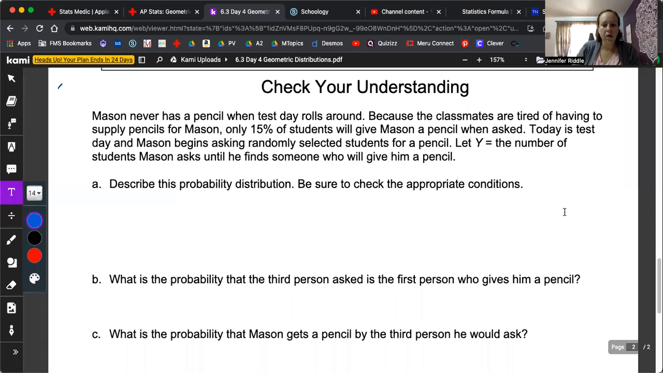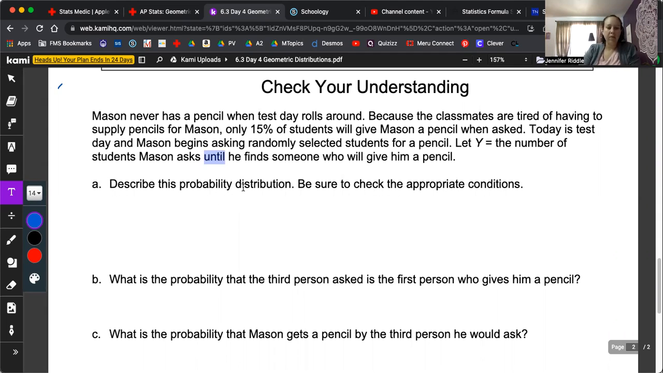All right, so here's our answers for today's Check Your Understanding. Mason never has a pencil when test day rolls around. Because the classmates are tired of having to supply pencils for Mason, only 15% of students will give Mason a pencil when asked. Today is test day, and Mason begins asking randomly selected students for a pencil. Let y equal the number of students Mason asks until he finds someone who will give him a pencil.